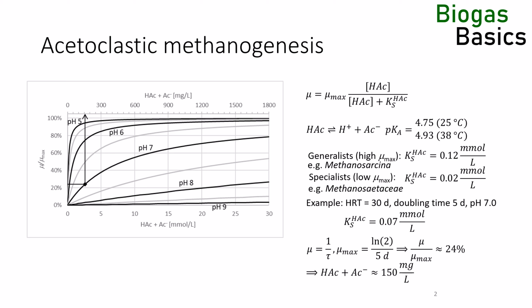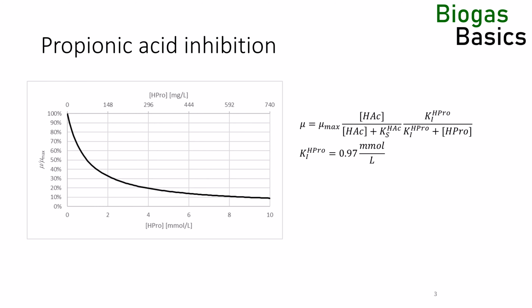According to this figure, a low pH would allow the methanogens to grow faster, which is not what we see in reality, especially during an acidification of the digester. That is because acetic acid is not the only volatile fatty acid produced in the biogas reactor. There is also propionic acid. Propionic acid is toxic for methanogens.